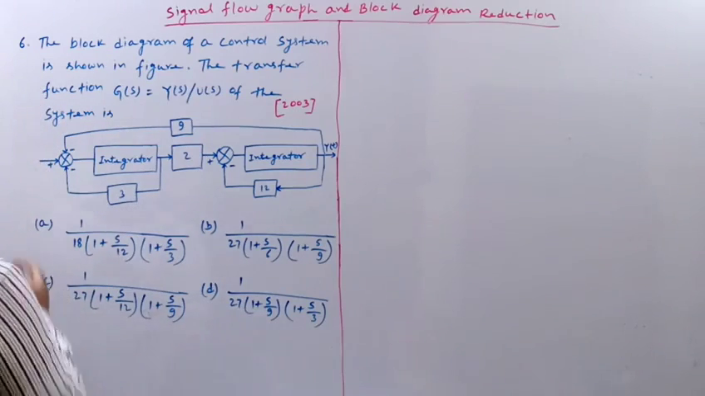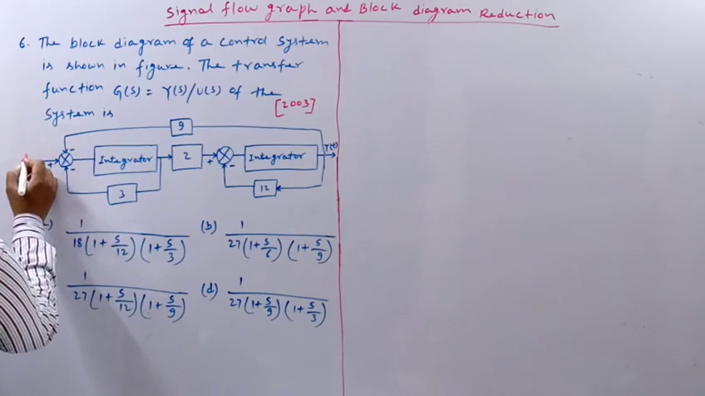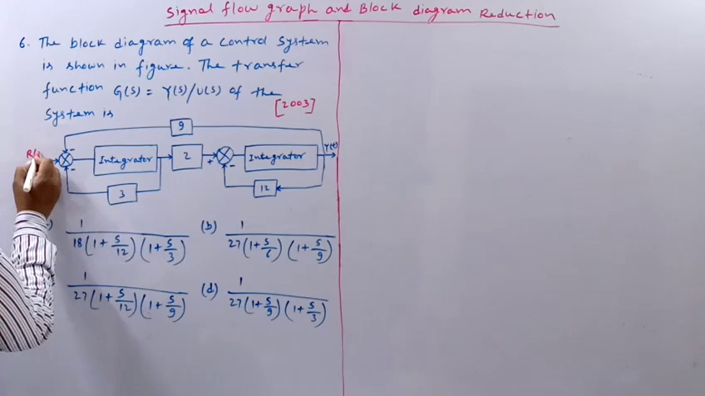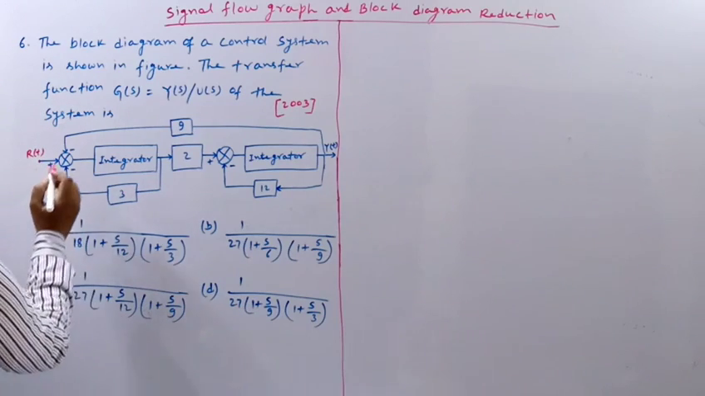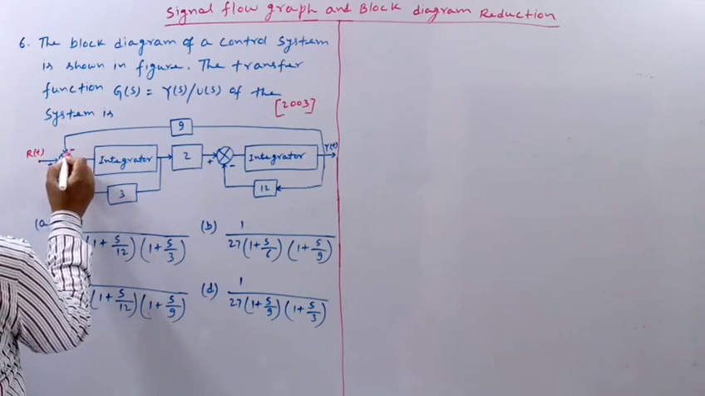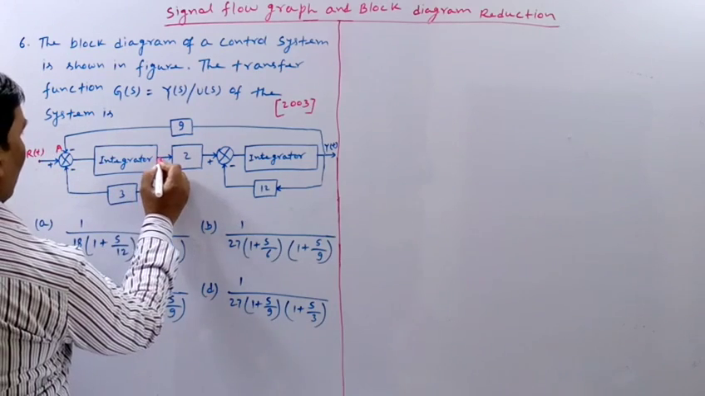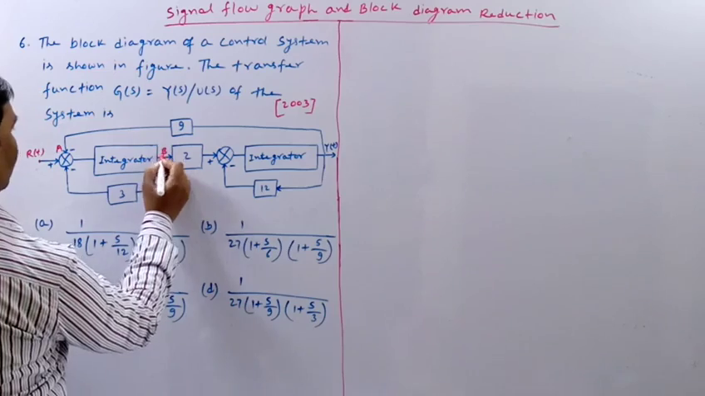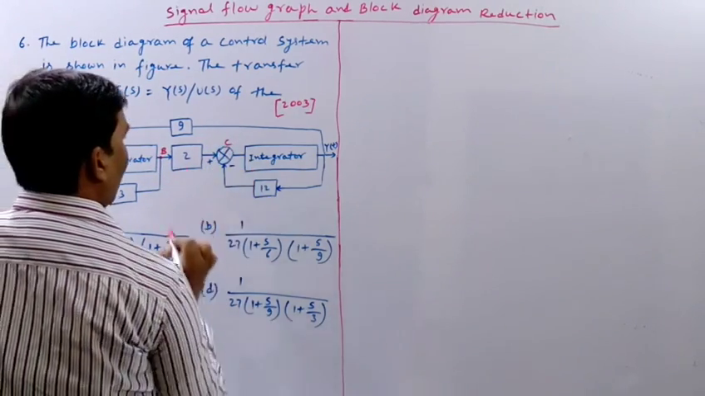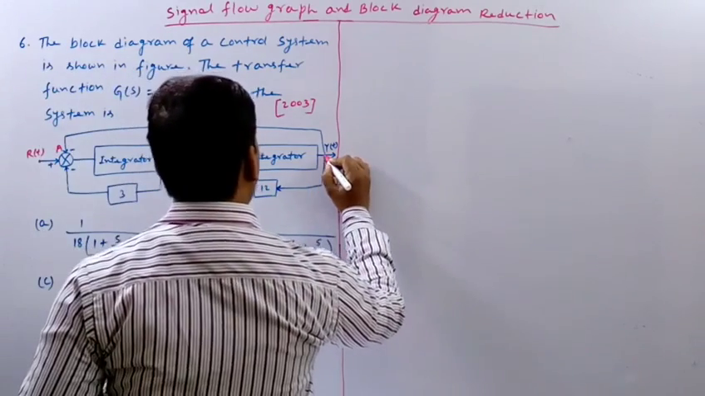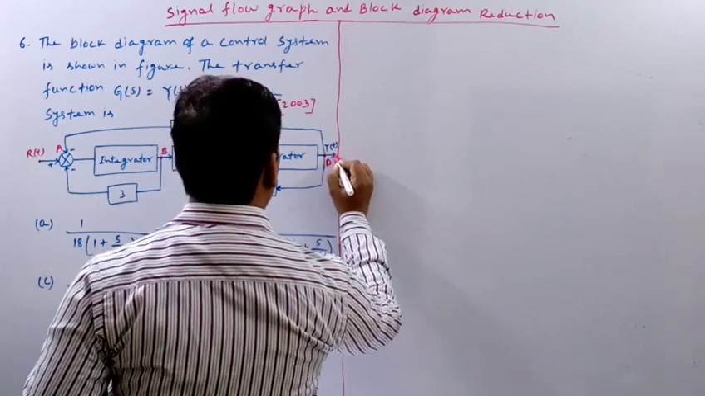So here it is the input. Let us write this point as R(t), or you can say R(s) also. This point as A. This is the summing point. This point is A. Again this point is B. This point is again a summing point, so this point as C. And this point is again a takeoff point, so it will be denoted by T. And this is Y.